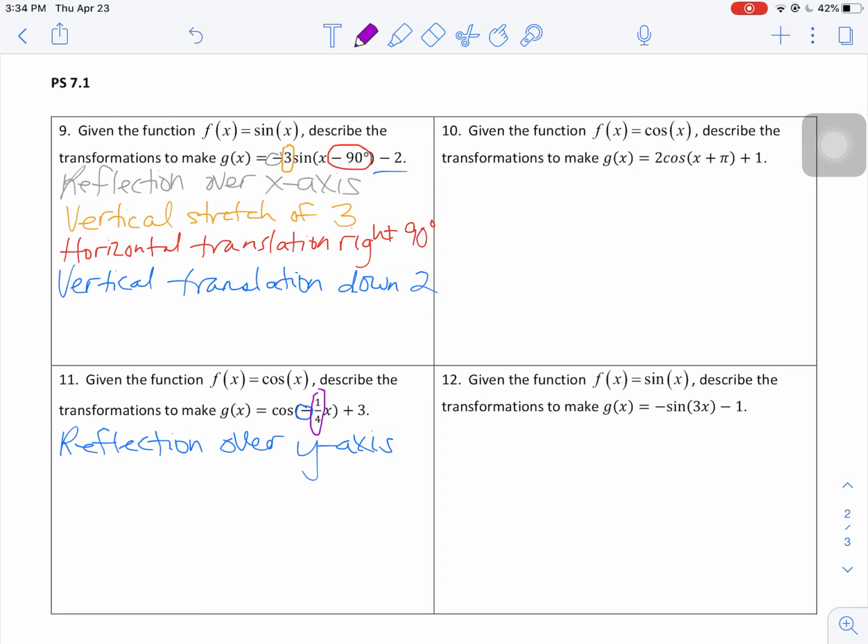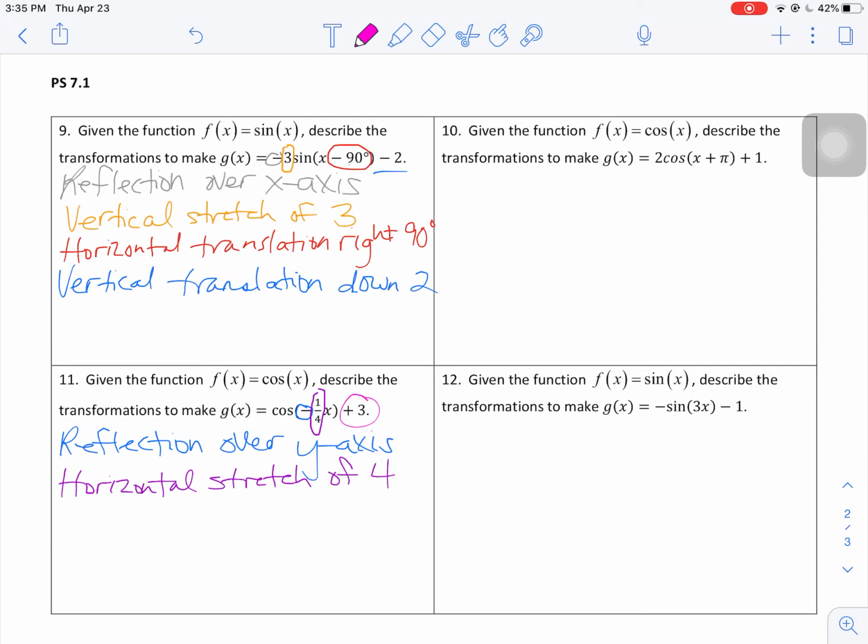So that 1/4, that's the b value. If b is in between 0 and 1, it's actually a stretch, a horizontal stretch. And it's always by a factor of 1 over b. So it's technically a horizontal stretch of 4. If that 1/4 had been like a 5, then that would be a horizontal compression by 1/5. So it's always the opposite.